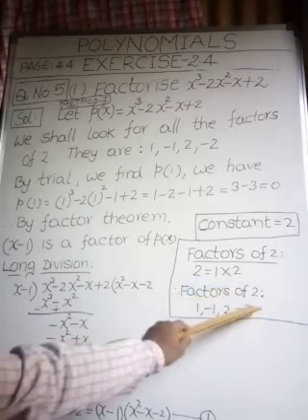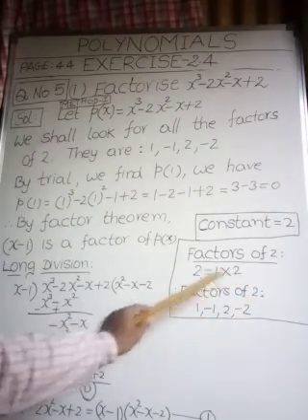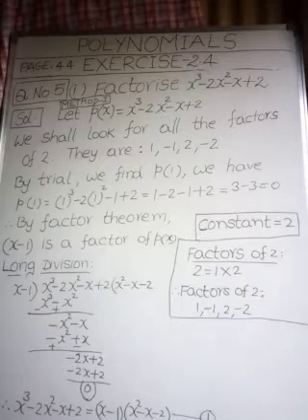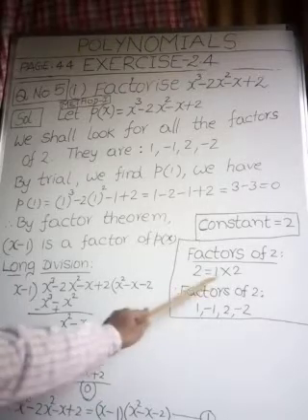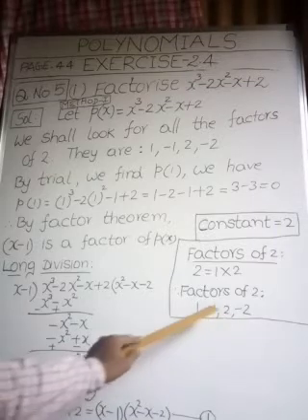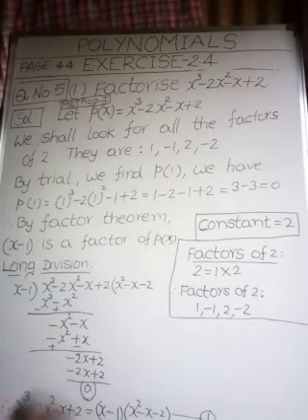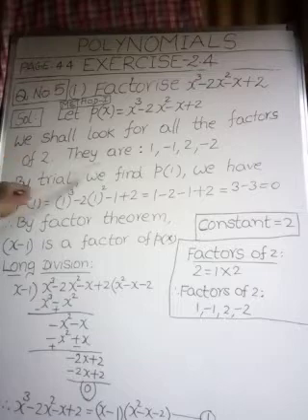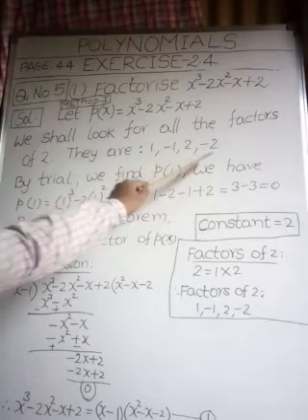Then the factors of 2 here are 1, 2, and not only 1, 2, we have to take minus 1 and minus 2 also. In the case of a quadratic polynomial, we did not take negative values, whereas here we should take negative values also. Along with these 2 numbers, their negatives, minus 1, minus 2 also. Total 4 values we got here. They are 1, minus 1, 2, minus 2.